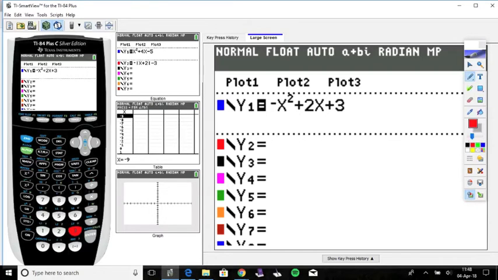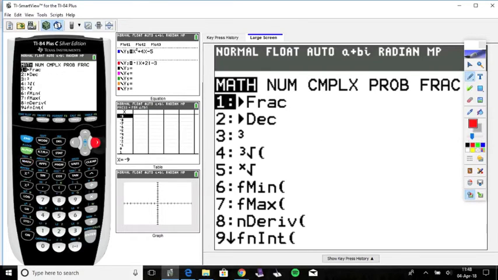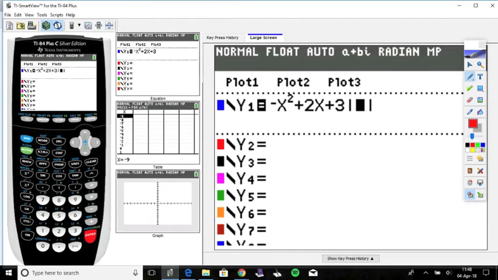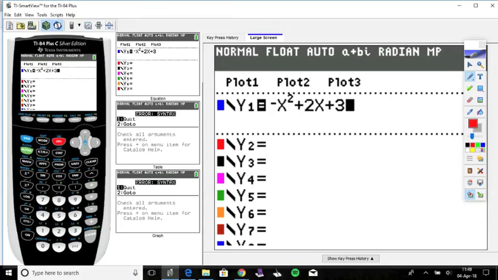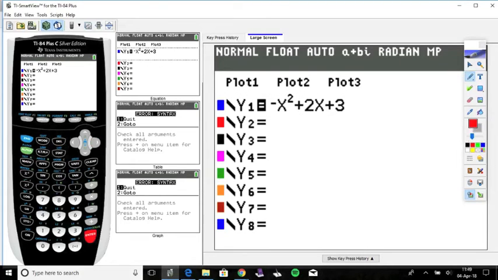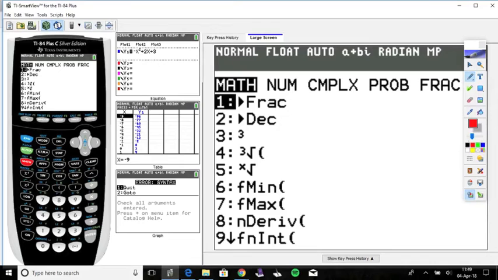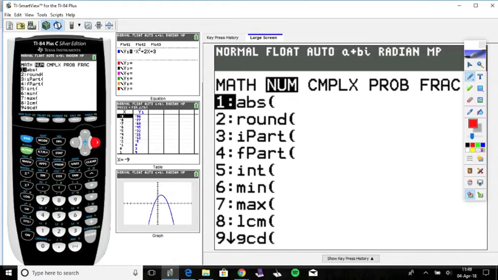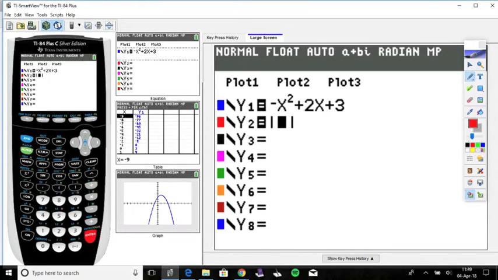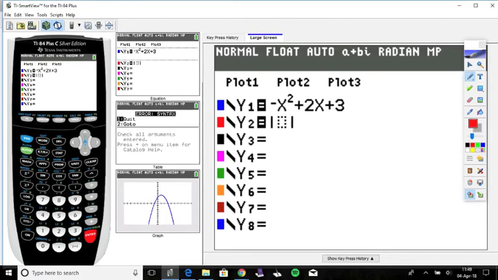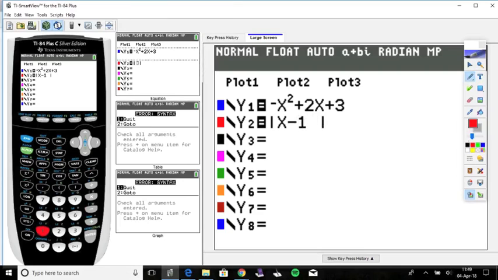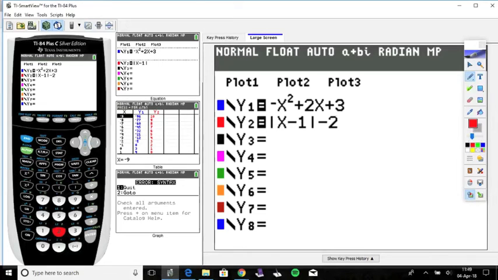All right, and then the second equation is absolute value. So remember, to go to absolute value, you hit math, arrow over to number, and it's right here. Oops, it's in the wrong row though, so I got to delete that. Okay, hit enter after you put it in. All right, now we're ready. So math, number, and then the first option is ABS for absolute value. So there it is, x minus 1. Again, make sure you use the right sign. Don't accidentally hit the negative if you're not supposed to hit negative. Then -2. X minus 1 minus 2.